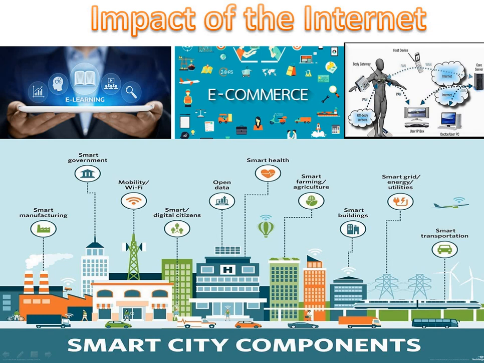See, smart government, smart Wi-Fi, smart digital citizens, smart data, smart health, smart farming or agriculture, smart buildings, smart grid and energy utility, smart transportation. So everywhere they're using smart. Why? Because without a human being, we can access the object remotely. This is the smart word. In future, if you are saying smart, the human value will be very less. This is also one of the drawbacks of IoT.